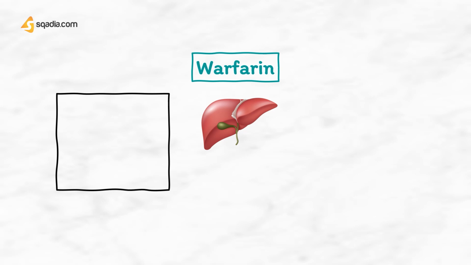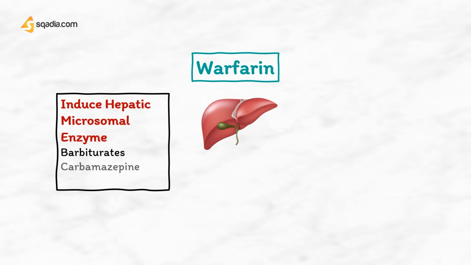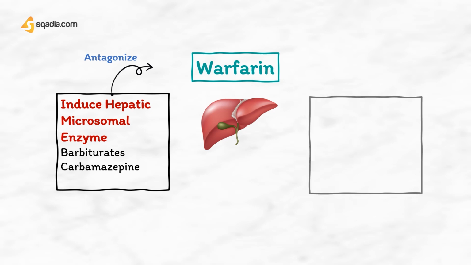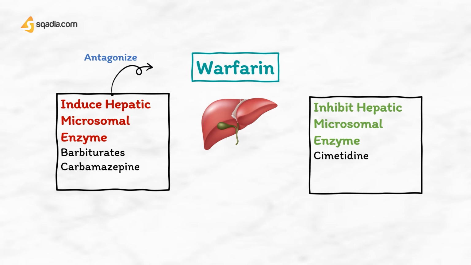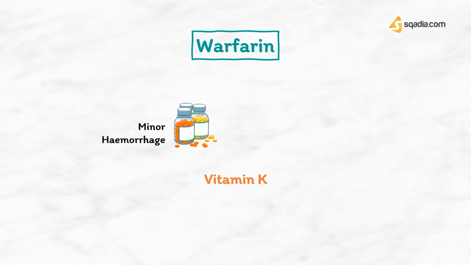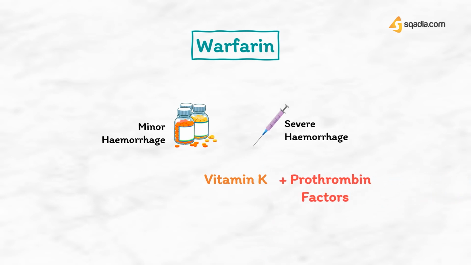Drugs that induce hepatic microsomal enzymes, for example, barbiturates, carbamazepine, antagonize the anticoagulant action of warfarin, and hemorrhage may occur if they are withdrawn. Drugs that inhibit hepatic enzymes decrease the catabolism of warfarin and potentiate its action, like cimetidine, ethanol, metronidazole. Hemorrhage, if minor, is treated by stopping the drug and by oral phytonadione, vitamin K.